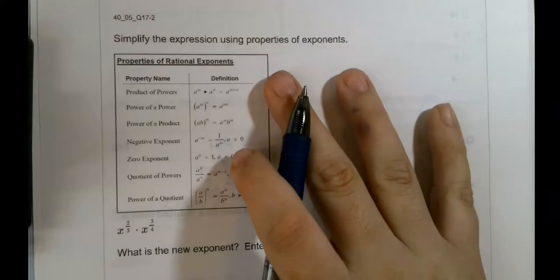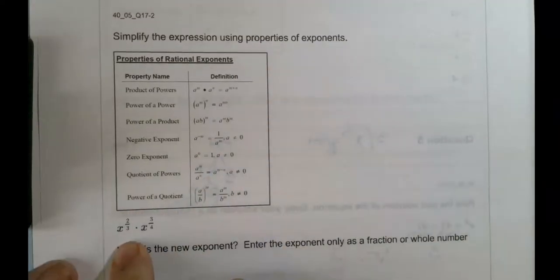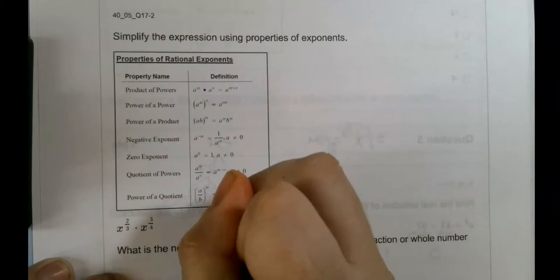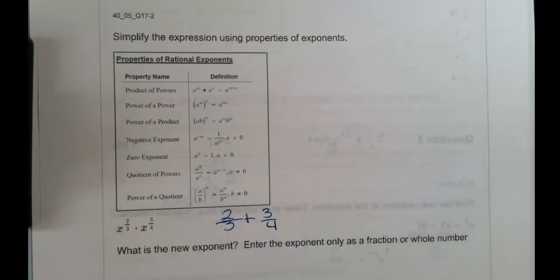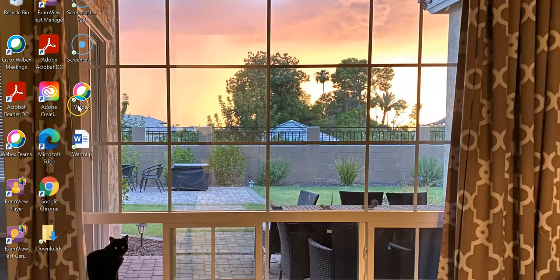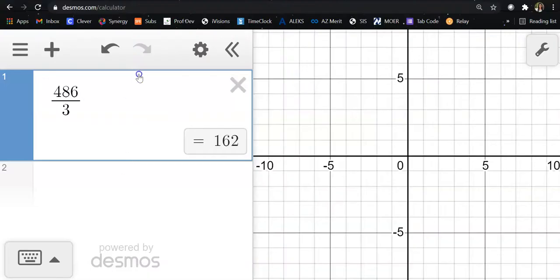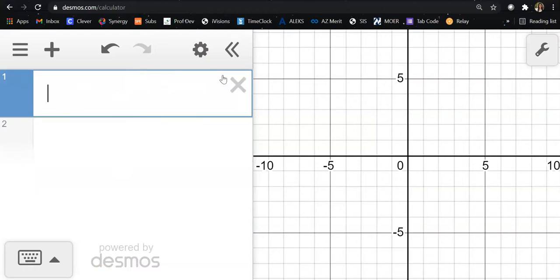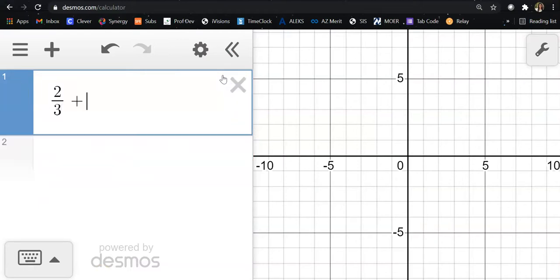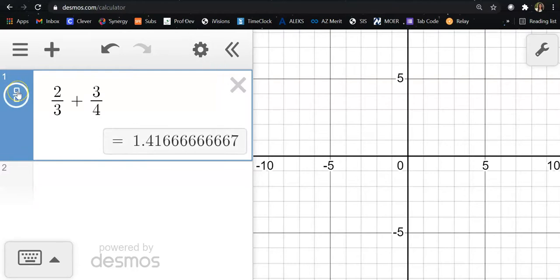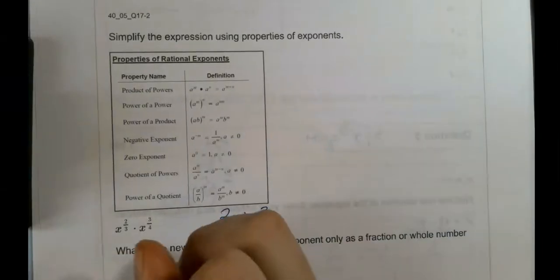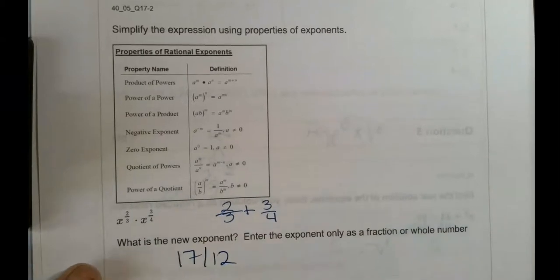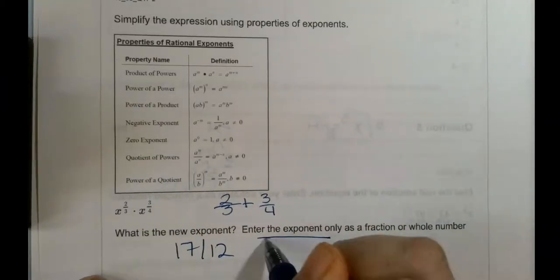Number 7 gives me properties of exponents, and it gives me 2 of the same base being multiplied. What I want to do here is take the fractions and add them together. Then I am going to type this into Desmos. If I press this square over square button under the number 1, it turns it back into a fraction for me, which is 17/12. And this is all I write because the answer only wants the exponent.